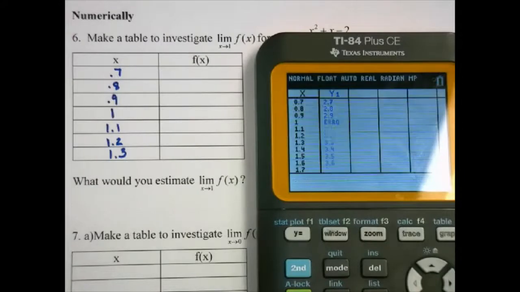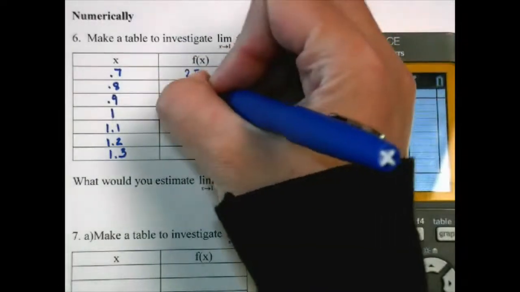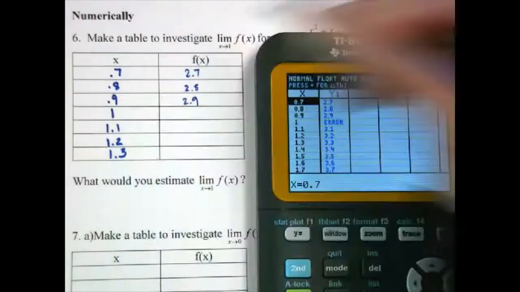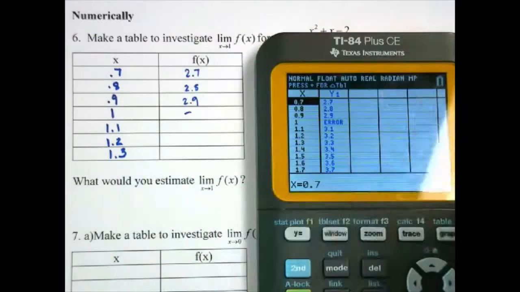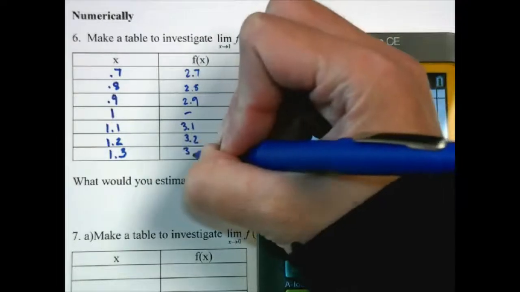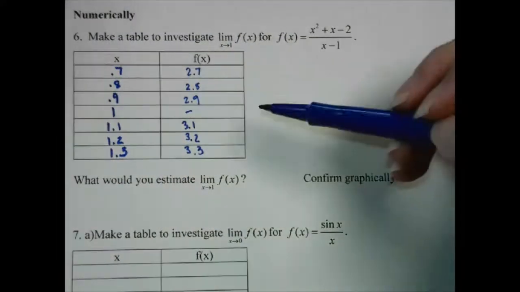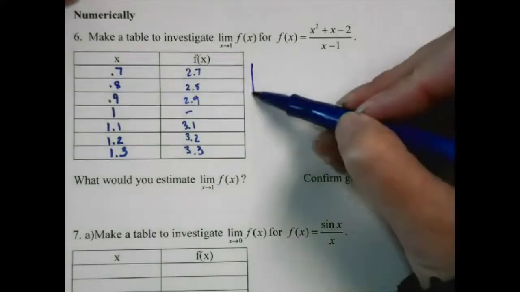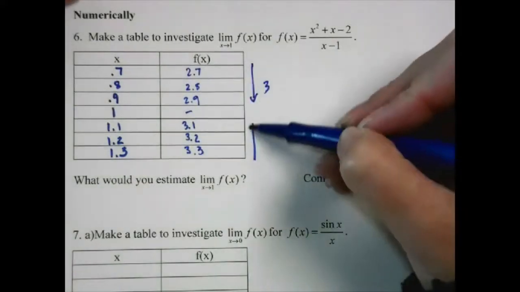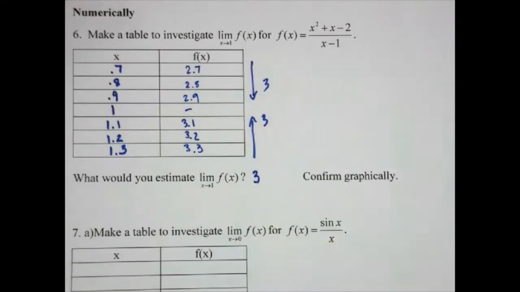Then if I go to second table, there's a table of values. So we're at 2.7, 2.8, 2.9. Error. And then 3.1, 3.2, 3.3. Well, even though it doesn't exist at 1, there still is a limit because these values are approaching 3 and these values are approaching 3. So the limit appears to be 3.